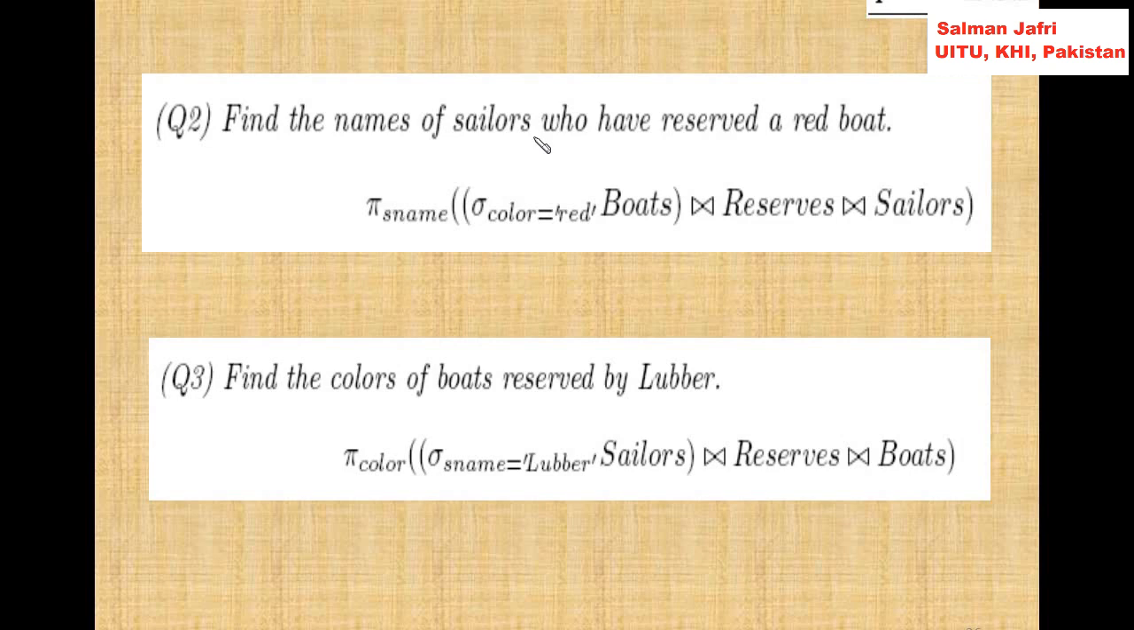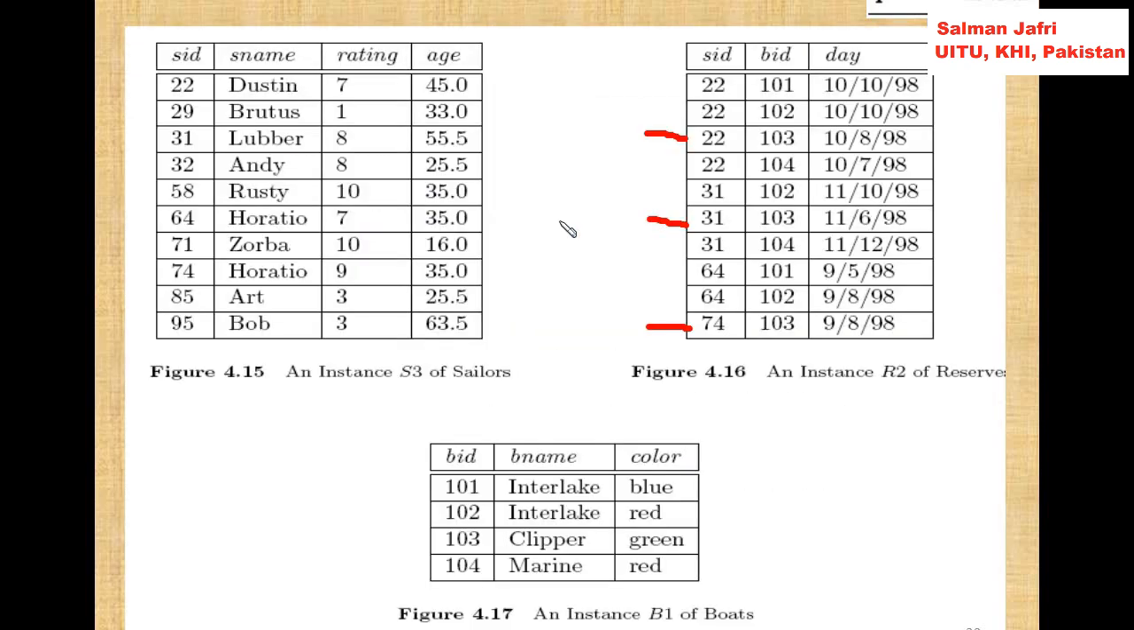So now we have to find the names of sailors who have reserved a red boat, right? So what we must do is a selection from boats first, where boat color is red. So all rows where the boat color is red would be selected, right? And what will be the answer of this? 102, this row, and this row, 102 and 104.